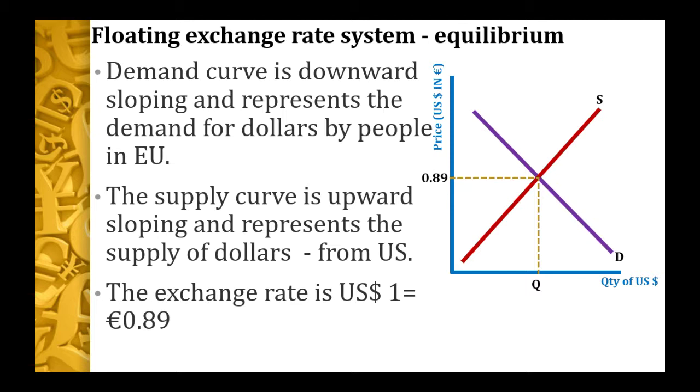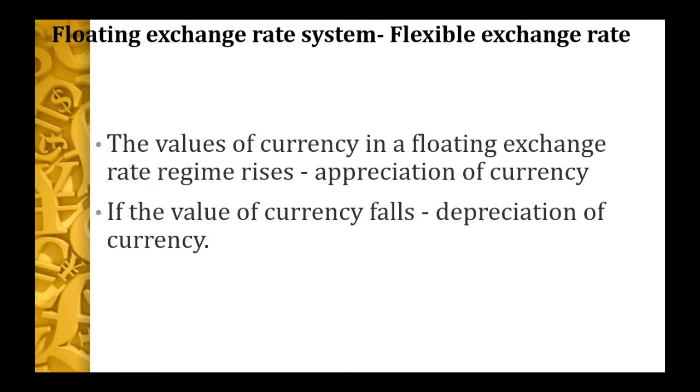It means $1 is equal to euro 0.89. So the interaction or intersection of demand and supply of currency in the foreign exchange market will decide the equilibrium exchange rate as per floating exchange rate.